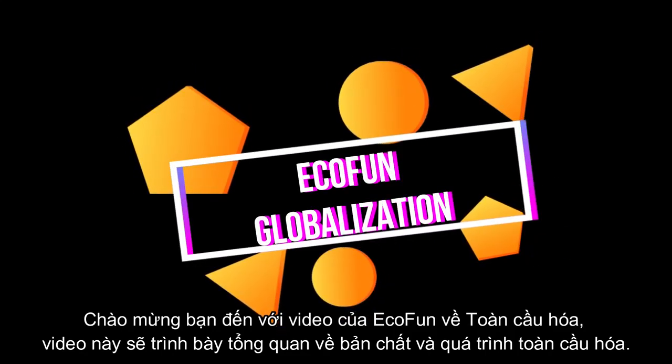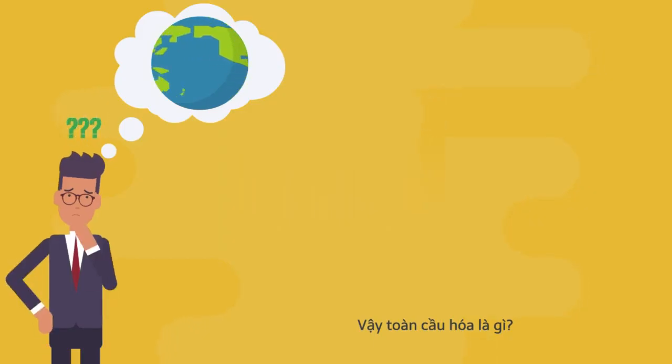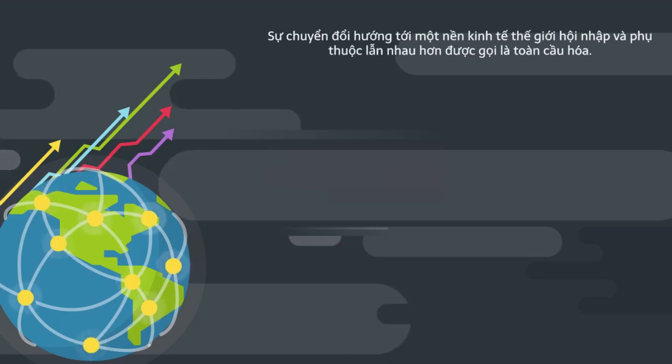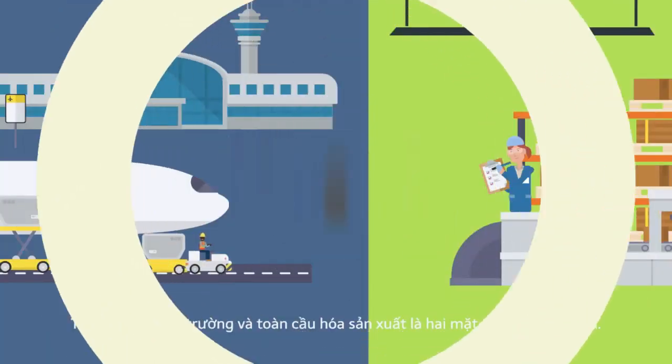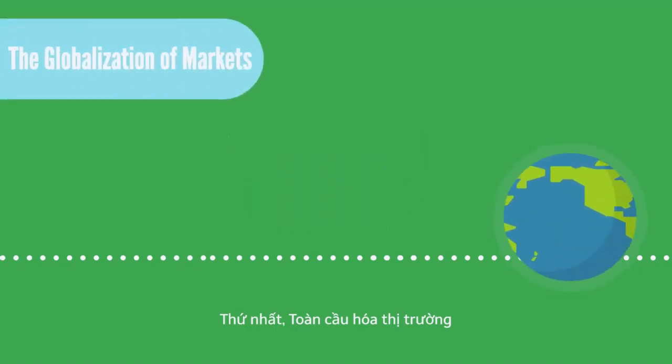This video will demonstrate the overview of the nature and process of globalization. So what is globalization? The shift toward a more integrated and interdependent world economy is referred to as globalization. The globalization of markets and the globalization of production are two aspects of globalization. First, the globalization of markets.